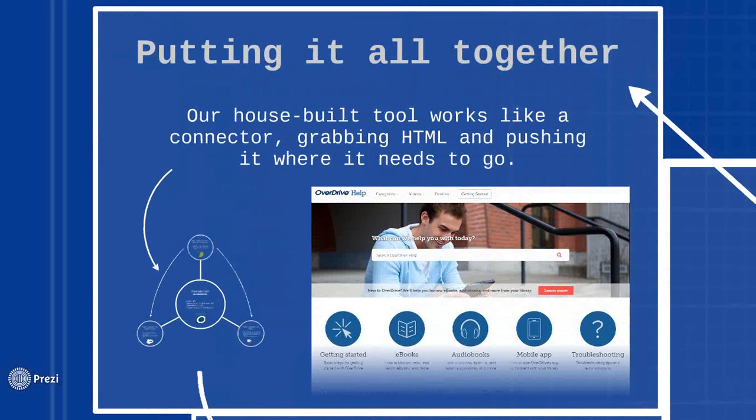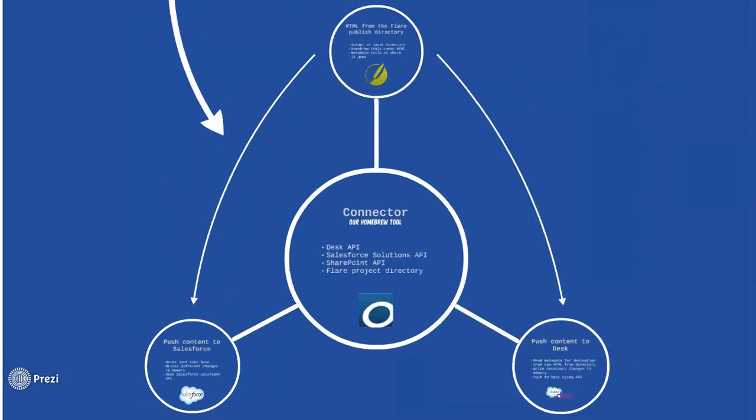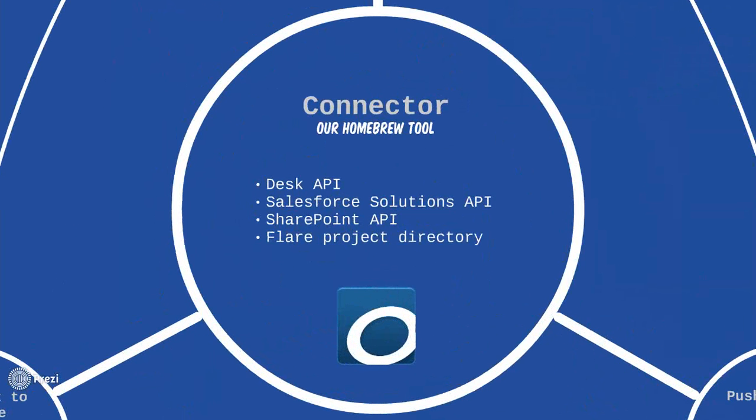So, how do you put it all together? Well, we have a Homebrew tool, which I've been talking about, and I'll go into a little bit more detail about now, that grabs the HTML and pushes it up to the web or pushes it into Salesforce Solutions as needed. I put a little screenshot of our help website. If you haven't visited it yet, that's what it looks like. And our app is basically the connector. It accesses the Desk API, Salesforce Solutions API, SharePoint API, and our Flare project directory.